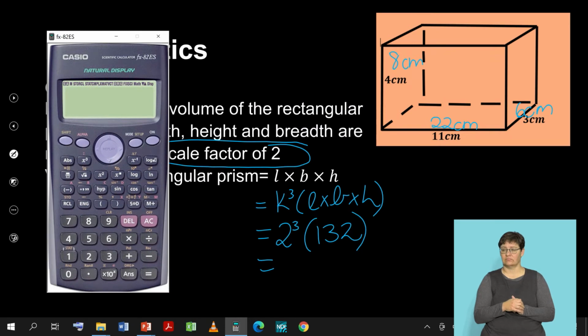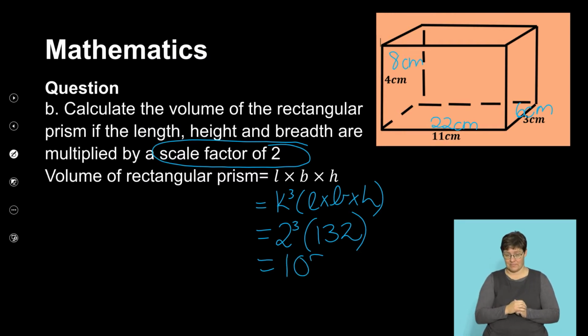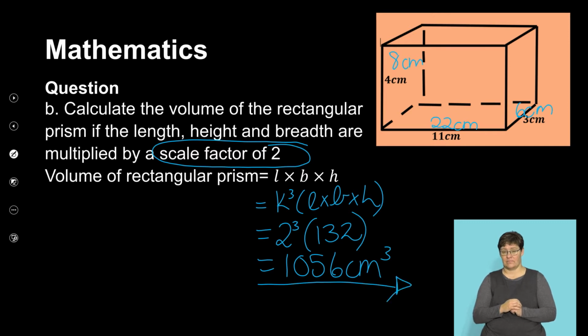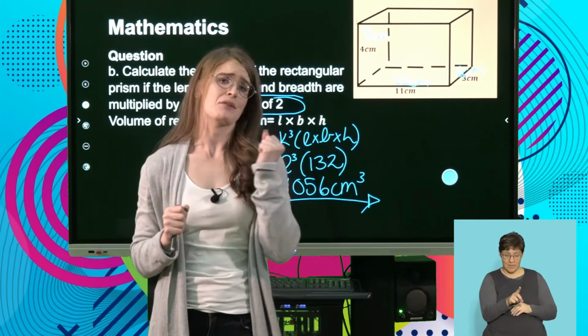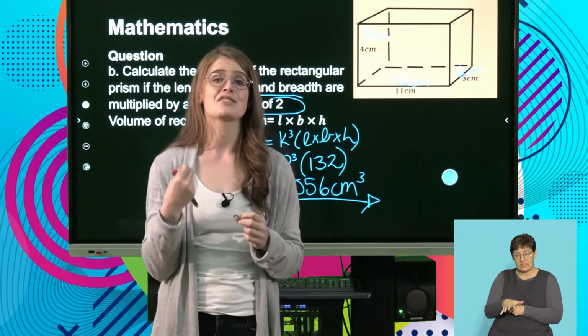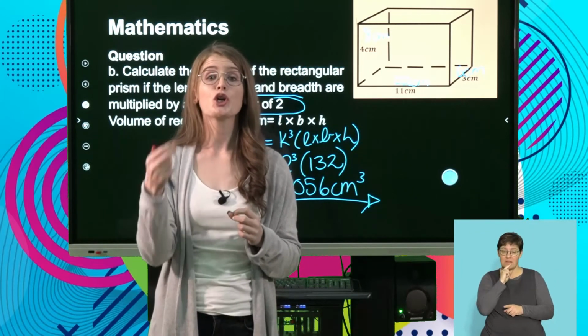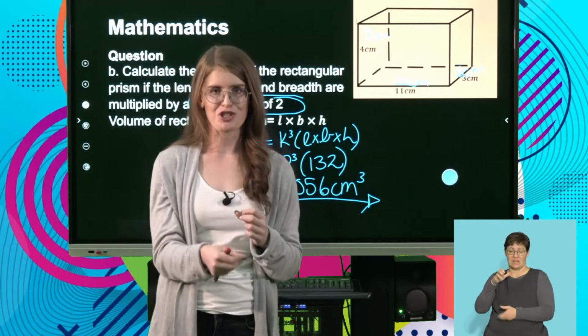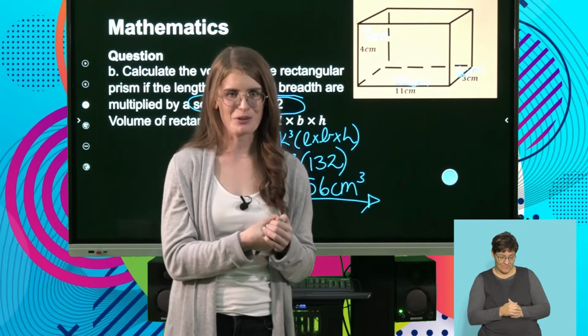So I'm going to have 2 to the power of 3, 2 cubed, multiplied by 132. So my new volume is 1,056 centimeters cubed. Great, everyone. I hope that you're with me so far. Just remember that when I've got a scale factor influencing a rectangular prism, it is going to be the scale factor cubed multiplied by the original volume. Let's go to the next part of the question.